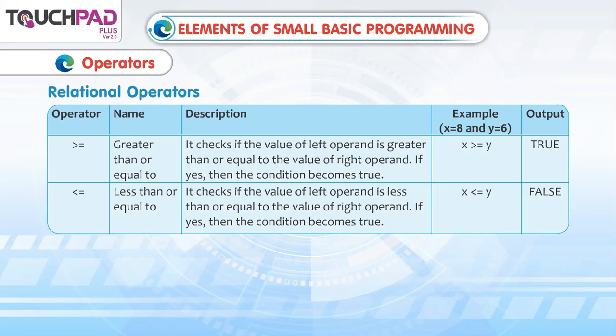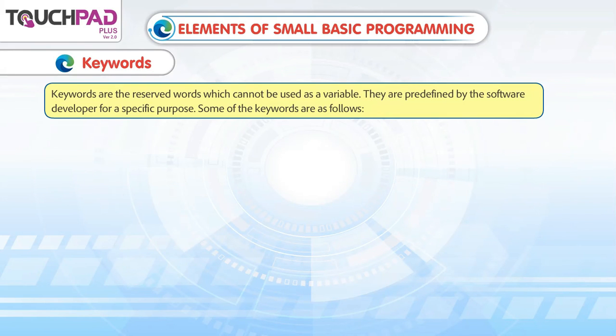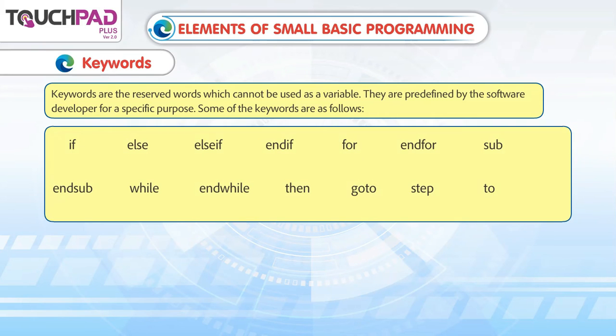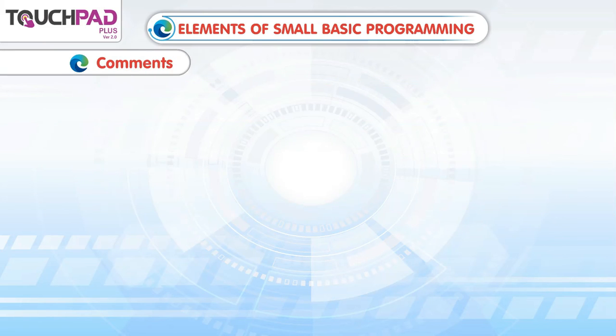Less than or equal to. It checks if the value of the left operand is less than or equal to the value of the right operand. If yes, then the condition becomes true. x <= y. False. Keywords. Keywords are the reserved words which cannot be used as a variable. They are predefined by the software developer for a specific purpose. Some of the keywords are as follows: If, Else, ElseIf, EndIf, For, EndFor, Sub, EndSub, While, EndWhile, Then, Goto, Step.